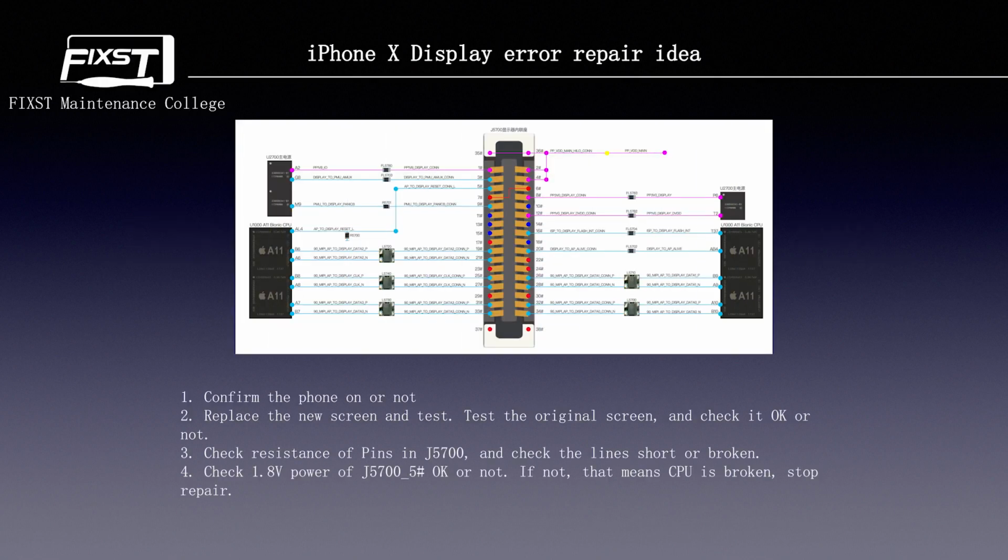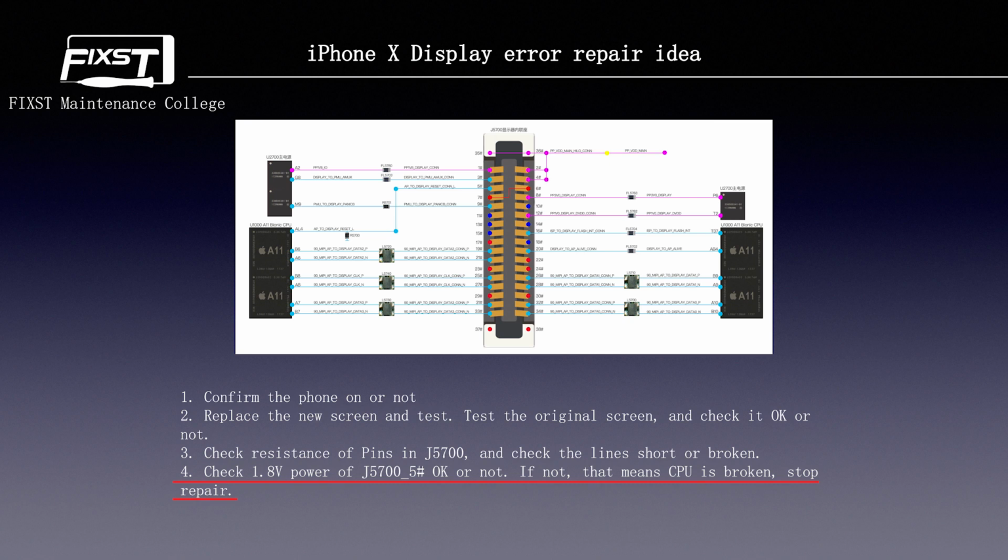Next chapter, iPhone X display error repair idea. 1. Confirm the phone is on or not. 2. Replace the new screen and test. Test the original screen and check it okay or not. 3. Check resistance of pins of J5700 and check the lines short or broken. 4. Check the 1.8 voltage power of pin 5 of J5700 okay or not.